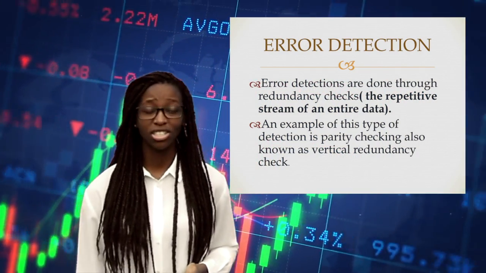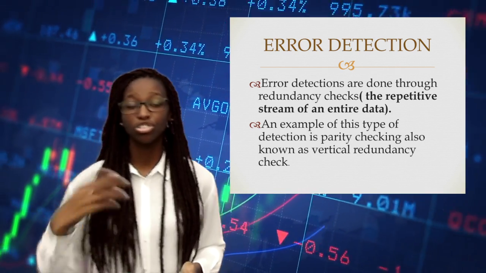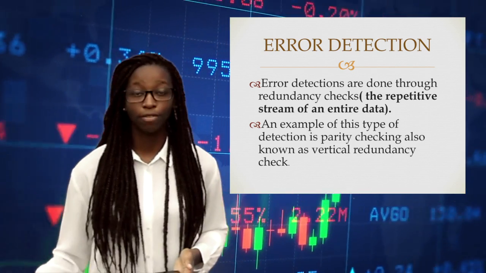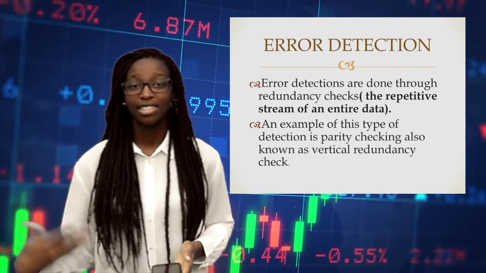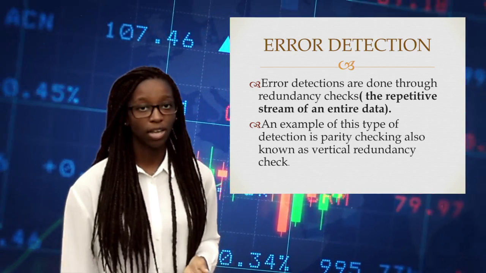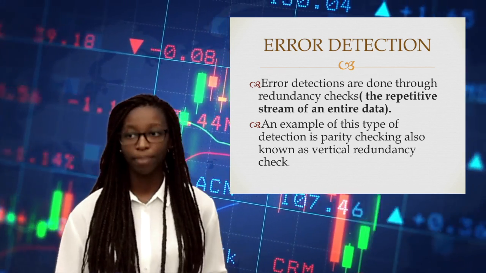First of all, I'll be talking to you guys about error detection. Error detection is done through redundancy check. Redundancy check is simply the streaming of data bits in order to check for an error. An example of this technique is parity check, which is also known as a vertical redundancy check.